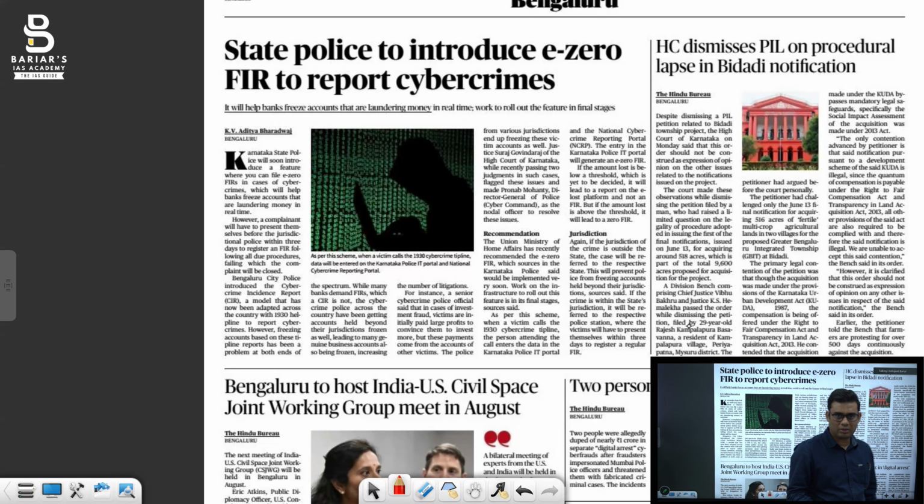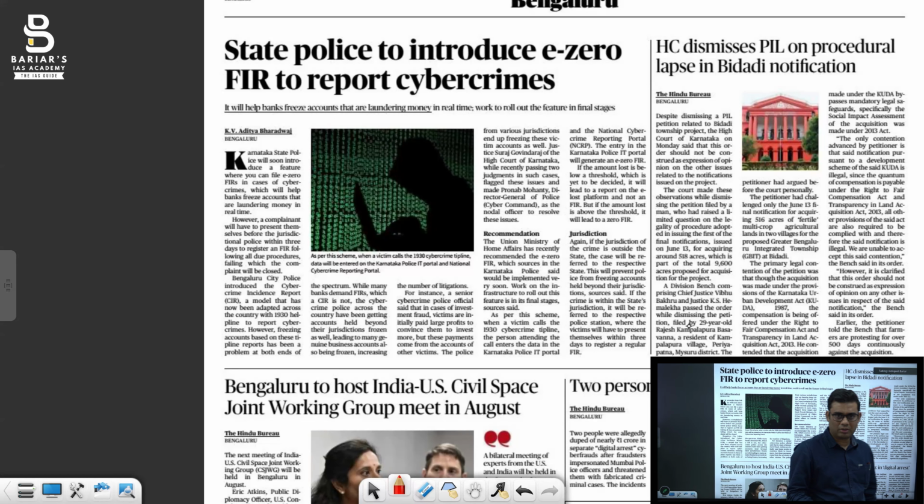As per this scheme, when a victim calls the 1930 cybercrime tipline, the person attending the call enters the data in the Karnataka Police IT portal and the National Cybercrime Reporting Portal. The entry in the Karnataka Police IT portal will generate an E0 FIR. So you don't have to do anything. What we have been doing earlier, the 1930 helpline, the FIR would be generated by itself from the complaint.